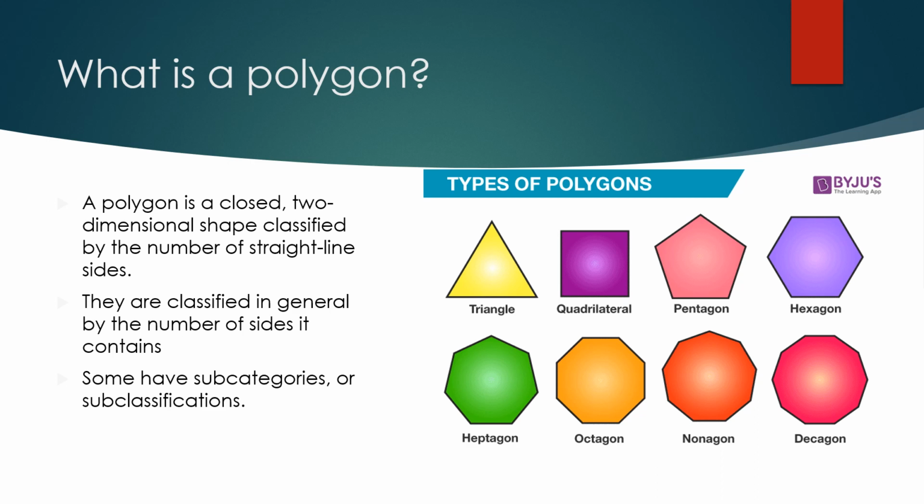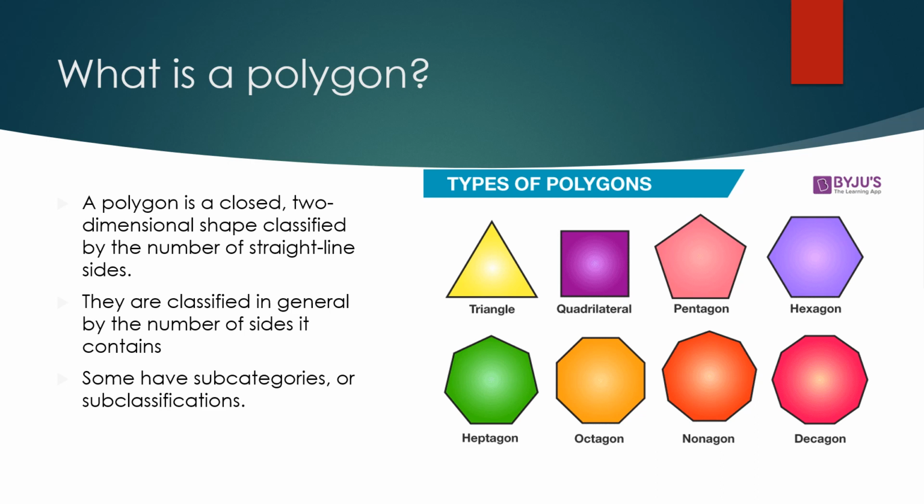What is a polygon? By definition, a polygon is a closed two-dimensional shape classified by the number of straight line sides. In other words, when we talk about these shapes, there will be no curved lines. No parabolas, no circles. A circle is not a polygon. They're classified in general by the number of sides it contains. Some have subcategories or subclassifications.